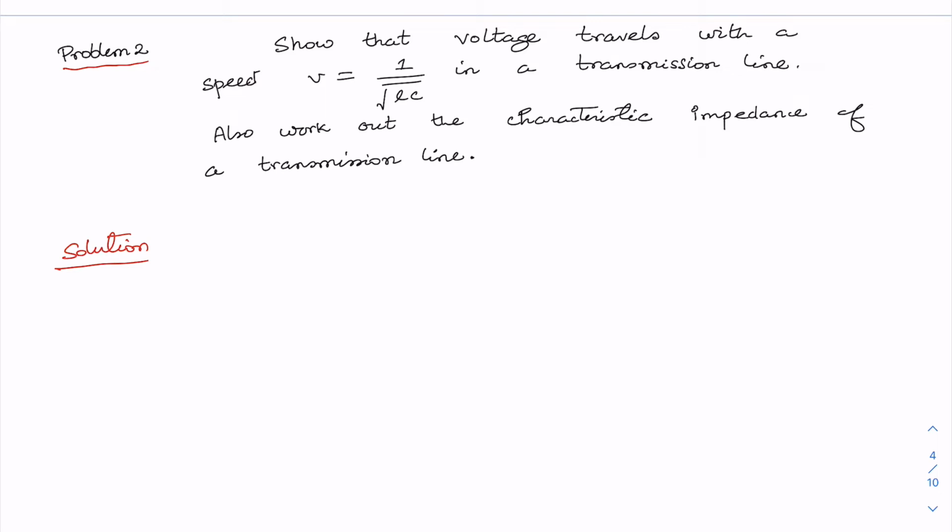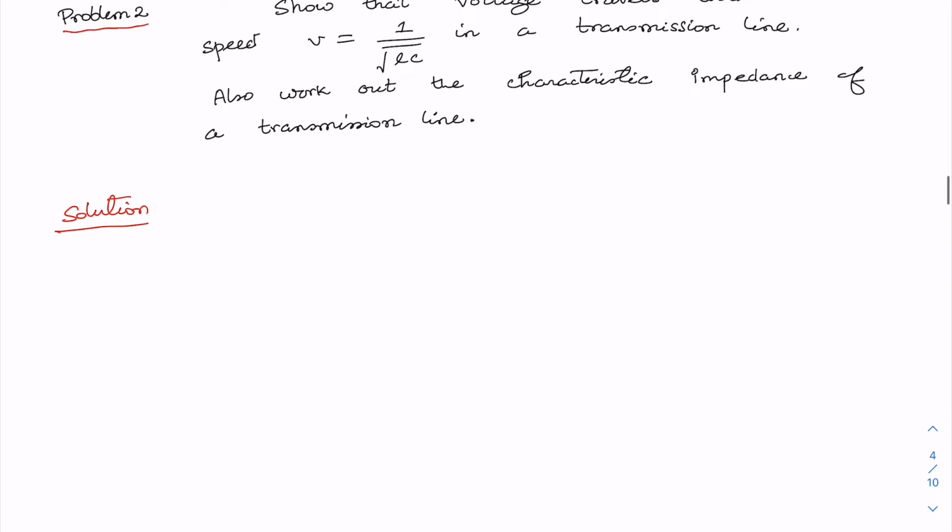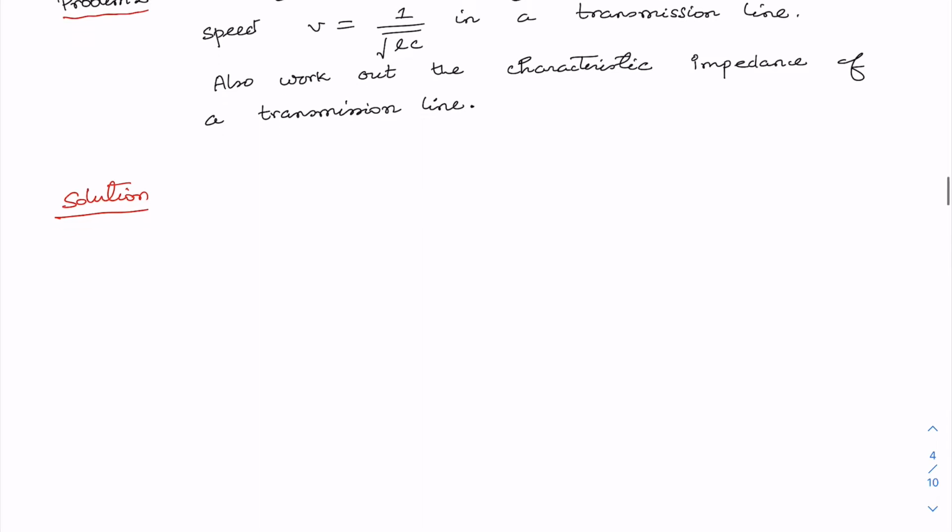We learned that a transmission line without loss can be modeled by a series of unit cells comprising inductance and capacitance like this. So this is one unit cell, then we have a unit cell like this, and so on.